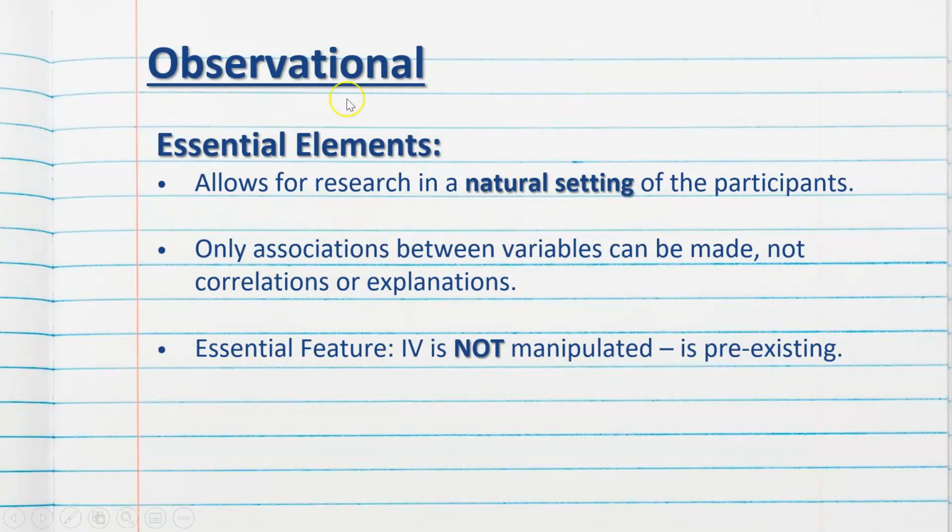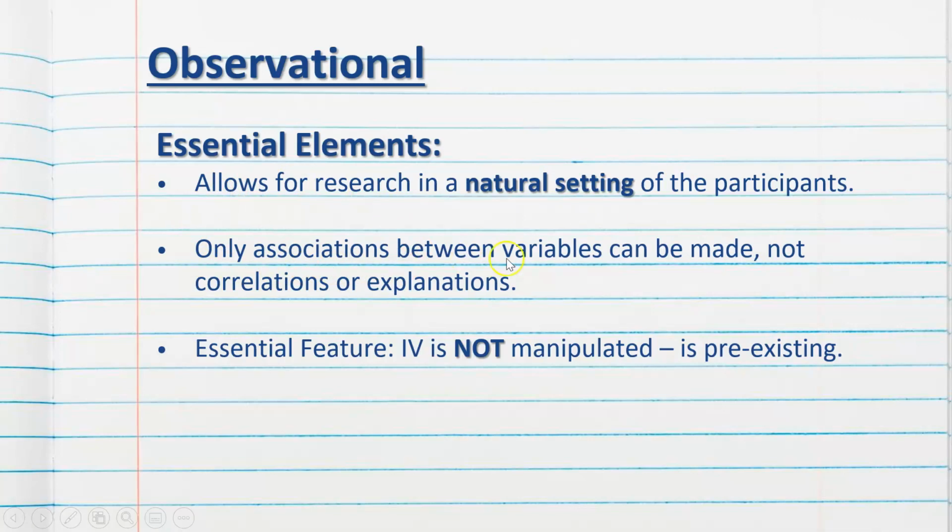So we've got our second design, which is observational. Now, the essential elements of this design is that it allows for research in a natural setting of the participants. So rather than being in a lab like the experimental design, observational, the participants are in their natural setting. So they're in their natural work environment or school environment or just going about their daily business. We don't confine them to a lab or a controlled area. Now, this may be more appropriate and also may be more ethical depending on what we're looking at.